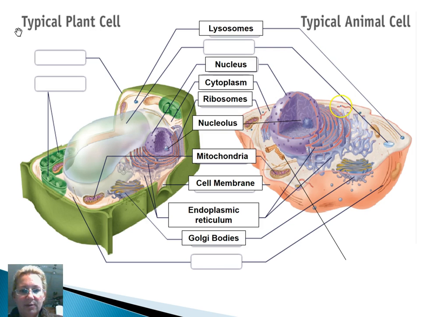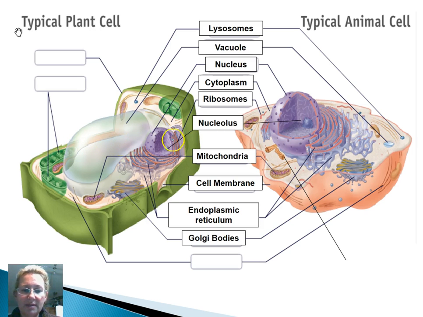Next, we have lysosomes. Now, if you think of cleaners at home, you might think of Lysol. Well, lysosomes are the cleaners of the cell. They help break down things that the cell doesn't want, maybe attacking bacteria. They help with cleaning up the cell. Next, we have a vacuole. Now, vacuoles are basically storage parts for the cell. The vacuoles contain mainly water.